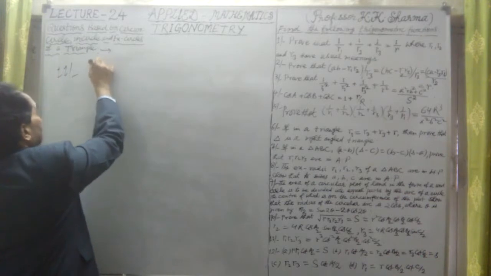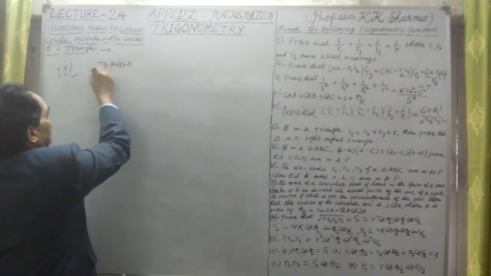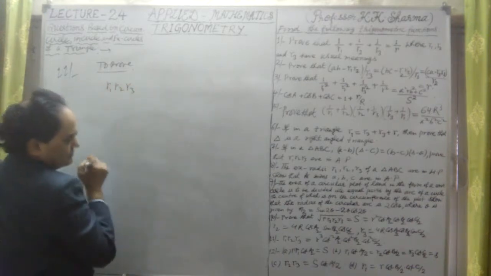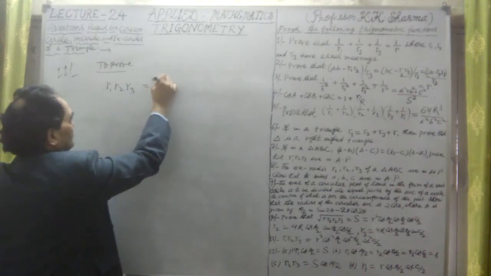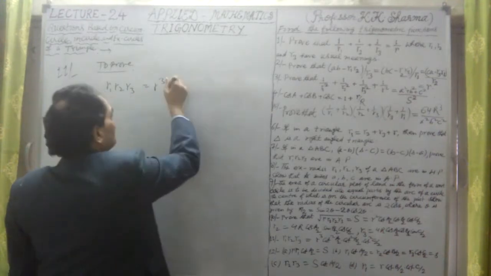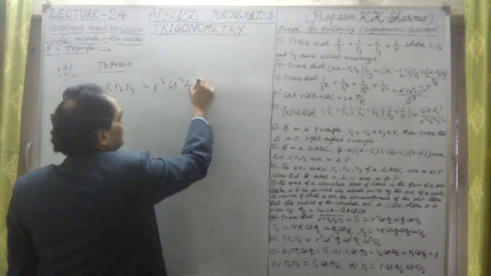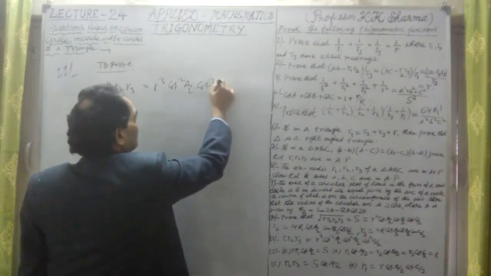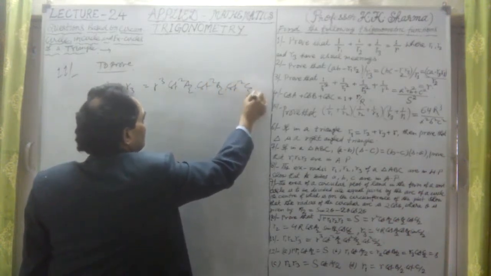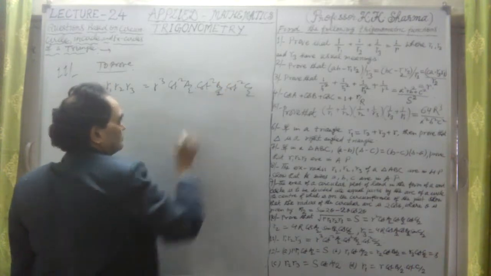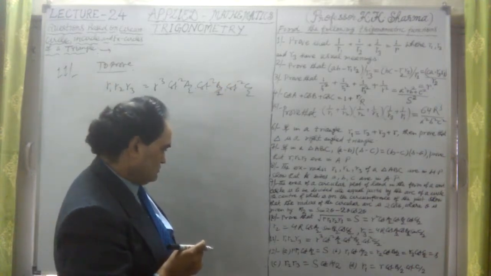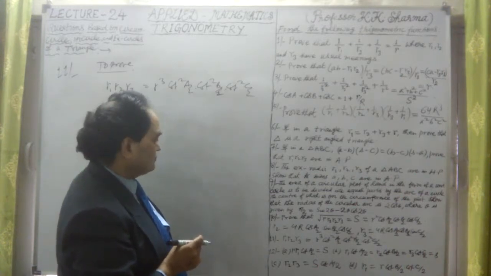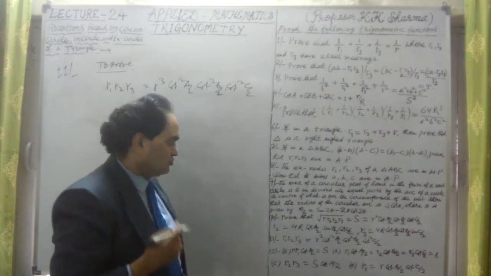We have to prove here that R1 into R2 into R3 is equal to R cube into cot square A by 2 into cot square B by 2 into cot square C by 2. This we have to prove here.